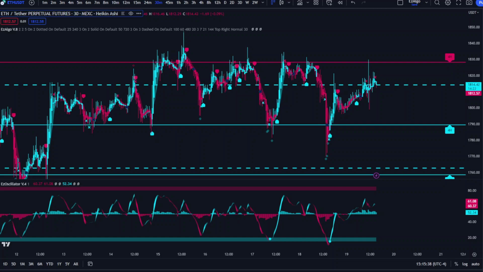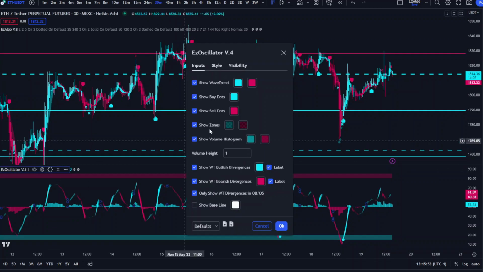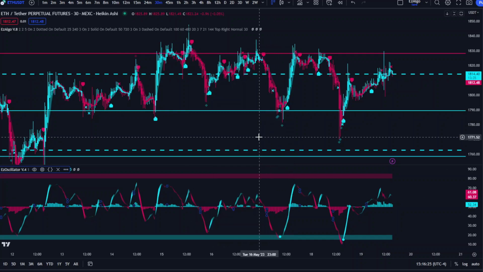So first thing I want to go over is how to use the EzOscillator. If we go into the V4 settings, you'll see the wave trend, the buy and sell dots, the zones, the volume histogram, bullish and bearish divergences, and then a toggle called only show wave trend divergences in overbought and oversold zones. I like to keep this toggled on. This will only show the highest probability divergences, and I'll break this down in a second, but make sure that's toggled on, and those are the settings that you're going to be using for the EzOscillator. It's pretty much default, so you don't have to tweak anything. As soon as you load in the indicator, you can start using it, and it's pretty self-explanatory, right?